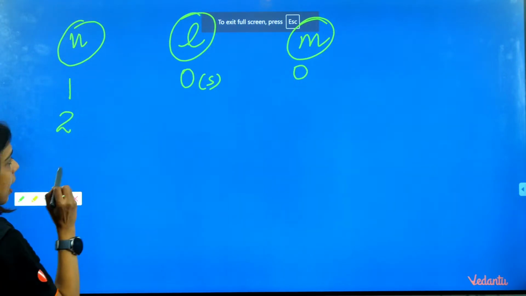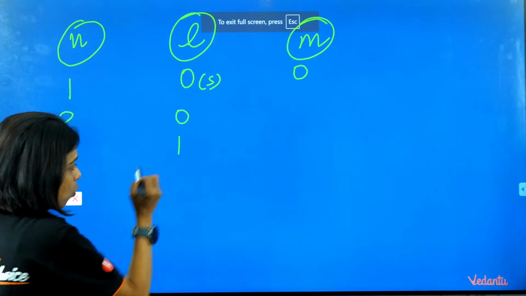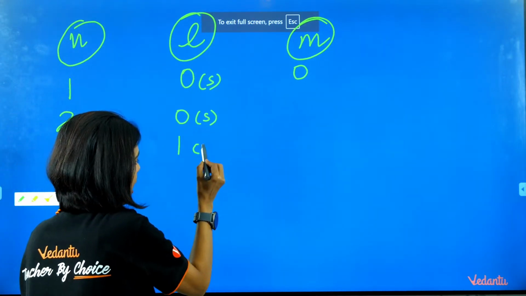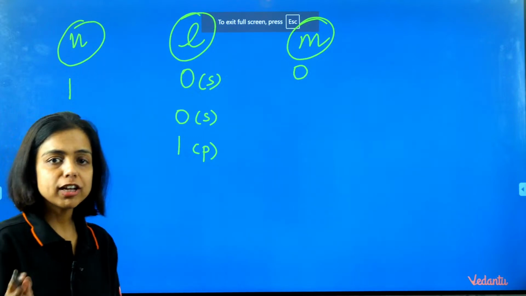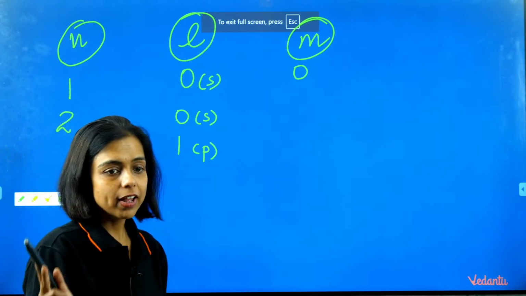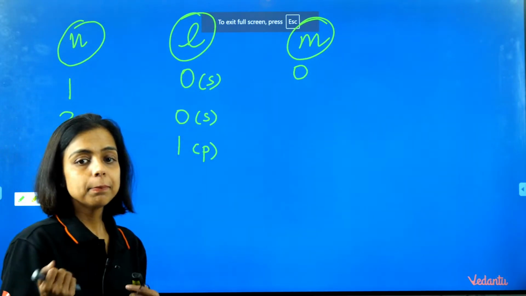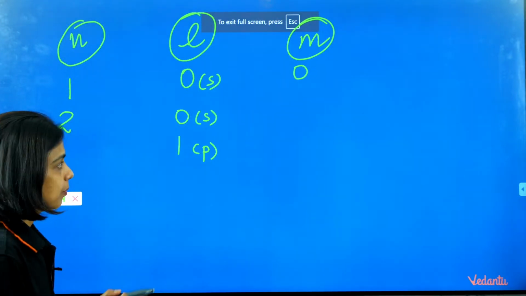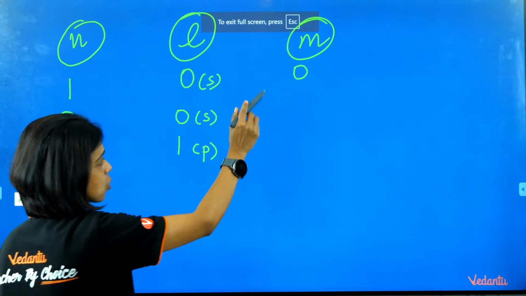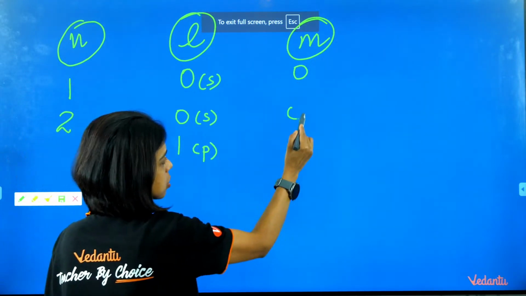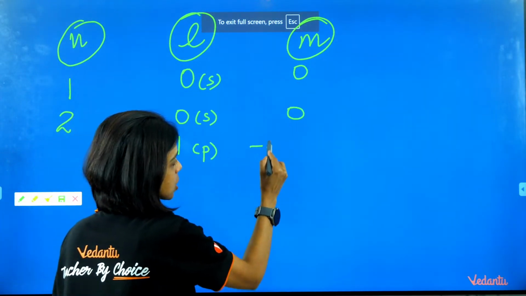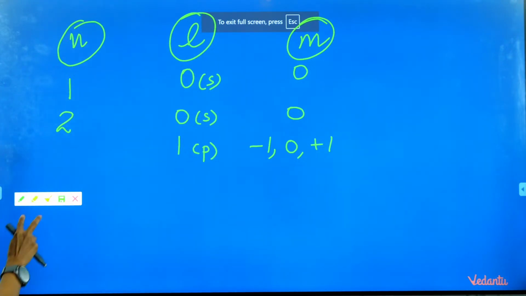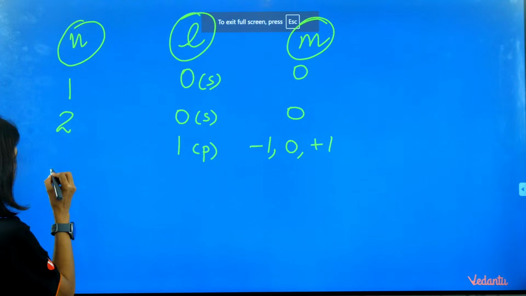Now in the second shell, I have 0 and 1. These are the two possible values of L. That means in the second shell, I have S subshell and P subshell. L value 0 means S subshell, L value 1 means P subshell, right? What are the possible values of M? If L is 0, M is also 0. If L is 1, what are the possible values of M? -1, 0, +1.